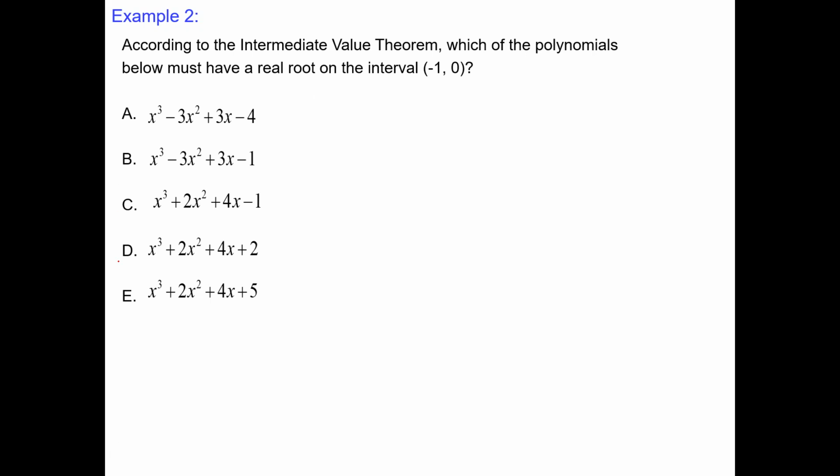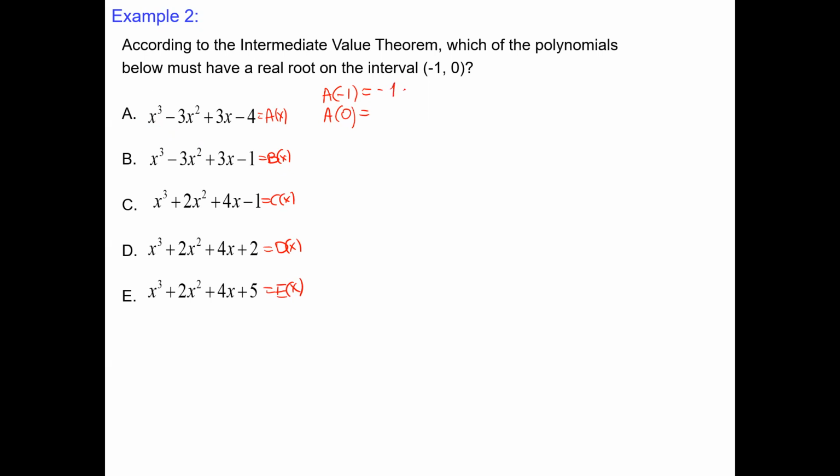What I can do is call the options A, B, C, D, E as functions. That means the first function is A. I will check A at -1 and I will check A at 0. A at -1, and of course that's the A of X. And this will be B of X. This is C of X. And so on. Okay, let's substitute -1.